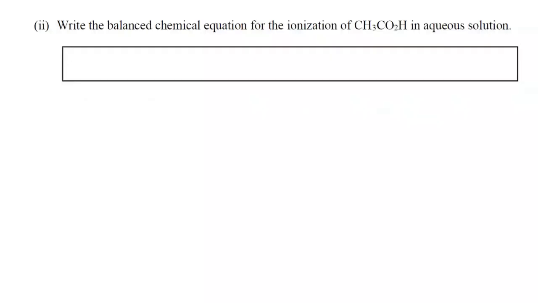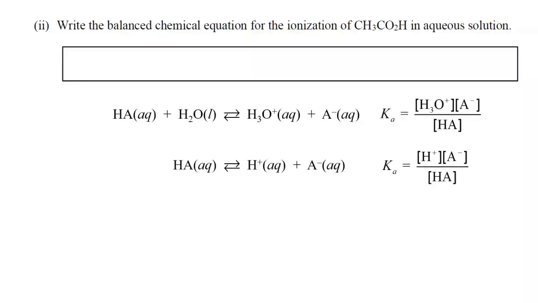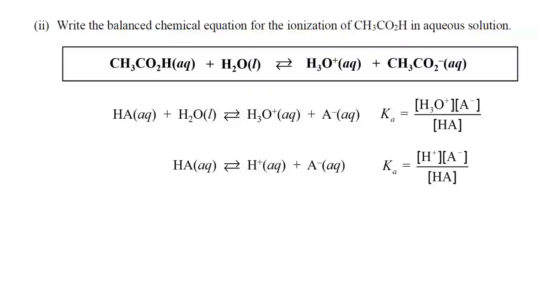The next part of this question, part A, part 2, says write the balanced chemical equation for the ionization of acetic acid in aqueous solution. Here's the general formula for a weak acid, HA. Normally it reacts with water to produce the hydronium ion, H3O+, and its conjugate base, represented as A-. Let's go ahead and substitute for HA the acetic acid formula, CH3CO2H, and that hydrogen is going to be lost to water. So as it reacts with water to produce the hydronium ion, then CH3CO2- or acetate is the conjugate base.